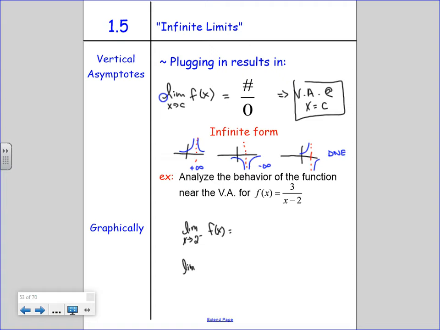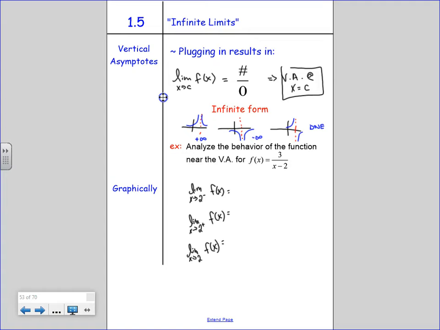I'm trying to think of it as I come from below, as I come from above, and then as I come towards both sides. Okay, leave your graph, go fast, talk around to your group. I'm trying to answer the question as I come from the left, as I come from the right, and then the limit in general.